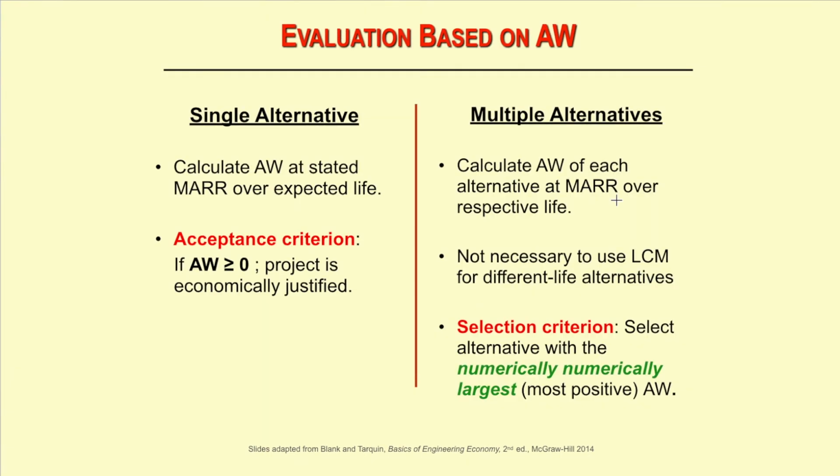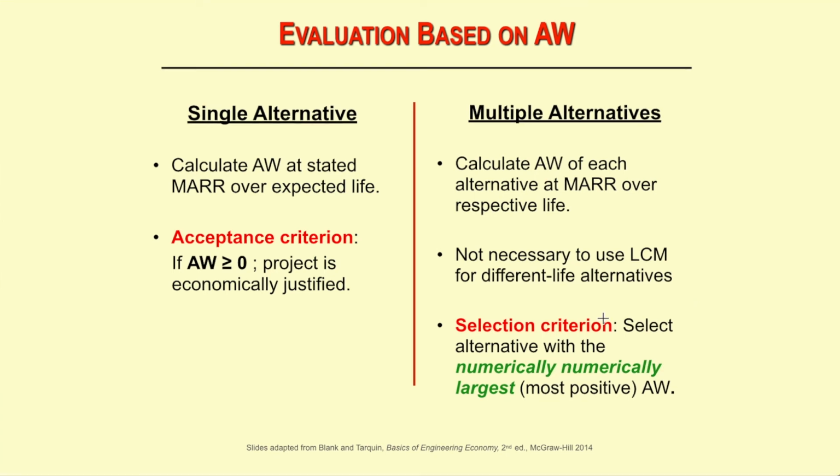For multiple alternatives, the annual worth of each alternative is calculated at the stated MARR over the respective life of each alternative. It is not necessary to apply the LCM method, or least common multiple method, if the alternatives have different lifetimes. After the annual worth of each alternative is calculated, the alternative with the numerically largest, or most positive, annual worth value is selected.